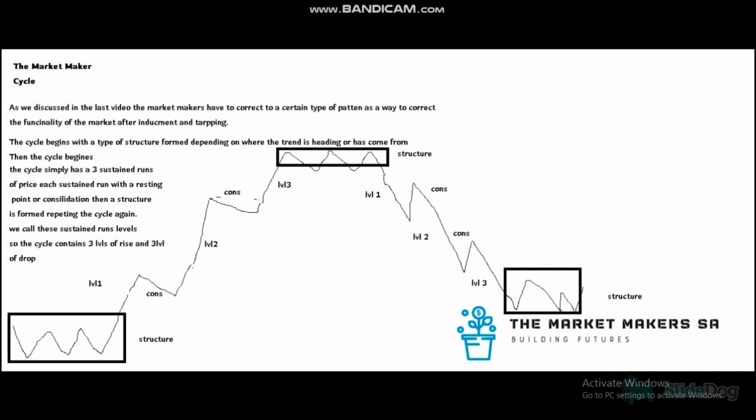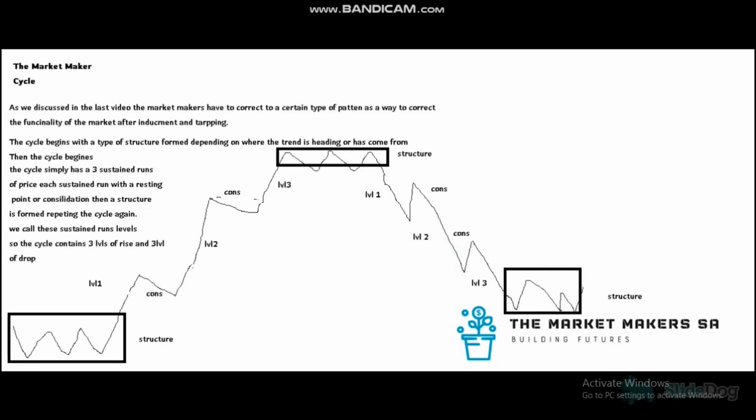So how does the cycle begin? The cycle simply has 3 sustained runs of price. Each sustained run has a reset point, or what we call consolidation. I'm sure all of you are familiar with the word consolidation. It's a form of resting, where there is no movement in the market. And then a structure is formed, repeating the cycle again. We call these sustained runs levels.